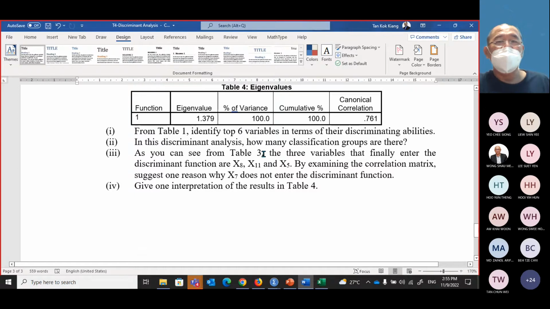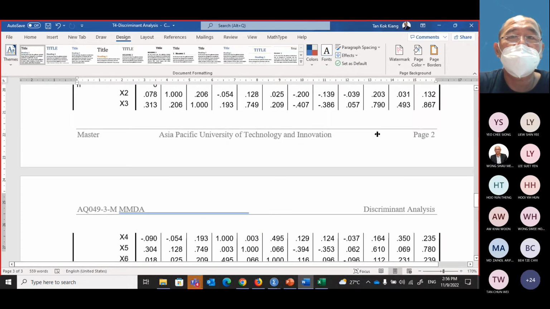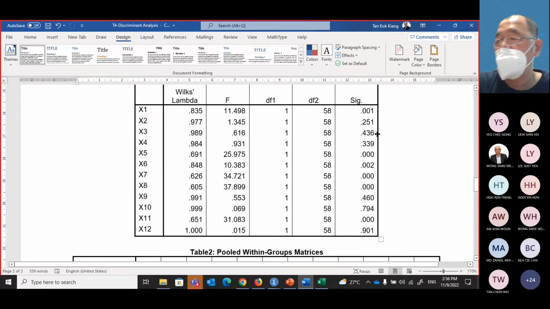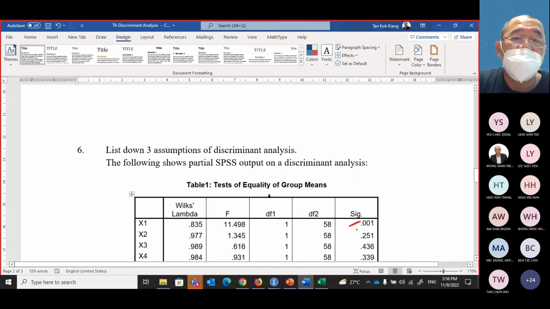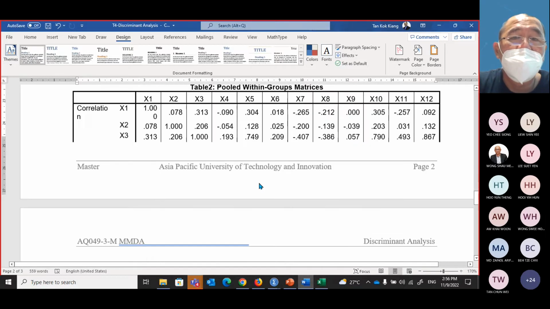Some we can do, some not. Not our focus. Some we can do. We see the first one: top 6 variables in terms of their discriminant ability. So table 1, top 6. Of course, we find the ones with the smallest p-value. Therefore 1, 2, 3, 4, 5, 6. Smaller is better in this context. Therefore this is ANOVA. Done already.